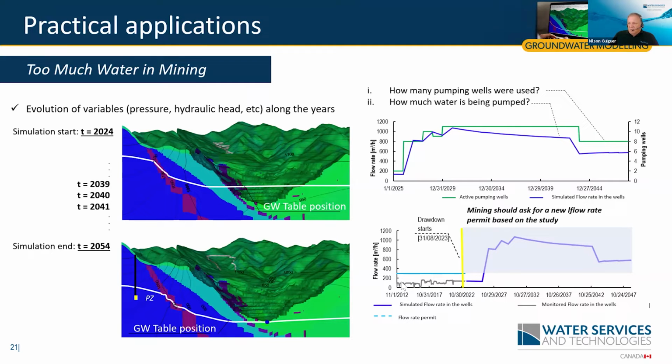So here we have the historical pumping, and for a few more years we would be pumping up to reaching the current water take permit that the mine has. And here they needed to apply for a new flow rate permit based on this study.